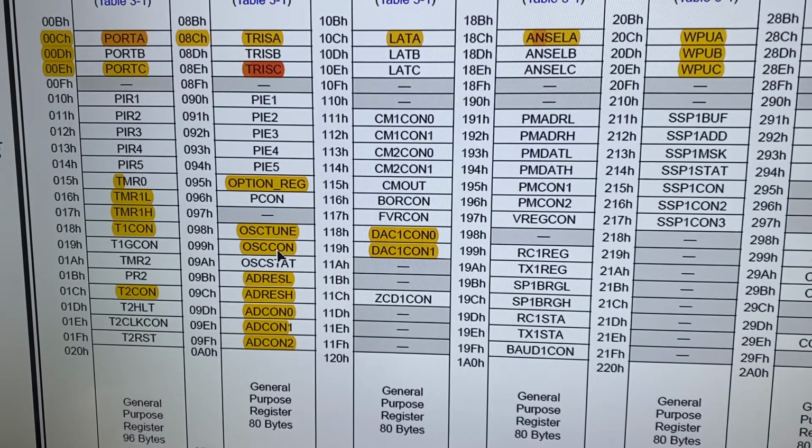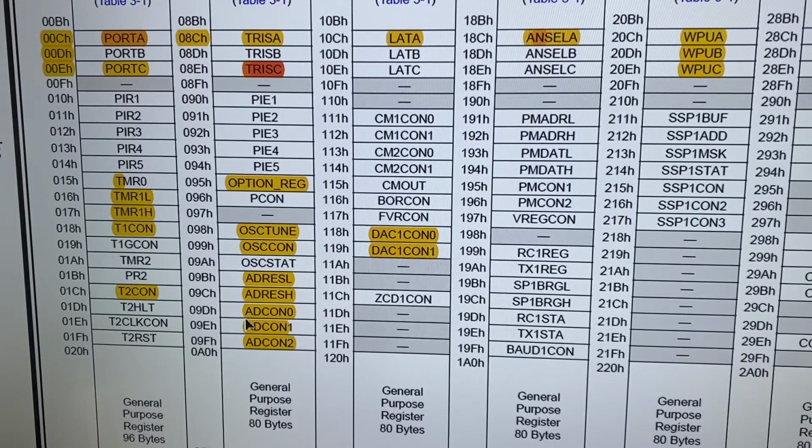OSCCON is to configure the speed of the clock. If you're going to be working at 1 megahertz or even lower, 32 kilohertz, 1 megahertz, 8 megahertz, 16, 20, or using an internal PLL to increase the clock to higher frequencies. And ADRESL, the low byte, and ADRESH. These are used for the analog to digital converter low byte result. This is the high byte result from the A to D converter.